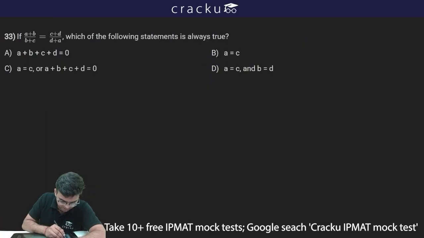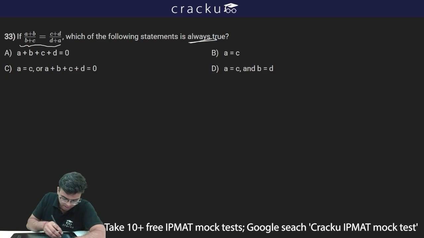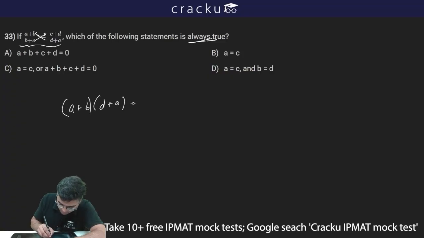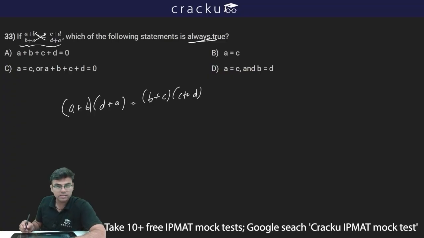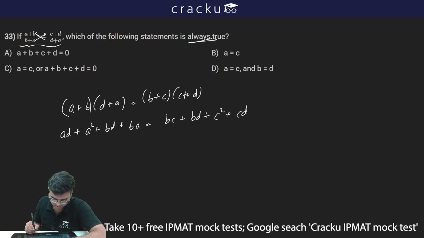The next question given is: if (a+b)/(b+c) is equal to (c+d)/(d+a), which of the following statements is always true? So we have to find the always true statement. What I'll do is simply solve this equation. I'll take this to this side and this to this side. So this will become (a+b)(b+a)... that is, (a+b)(d+a) should be equal to (b+c)(c+d). So ad + a² + bd + ba equals bc + bd + c² + cd.